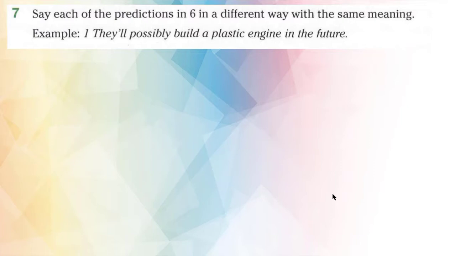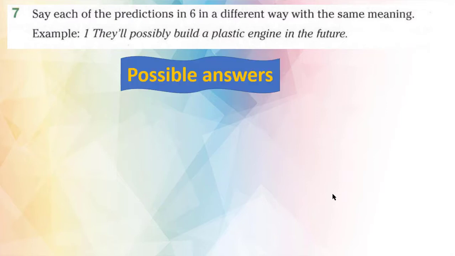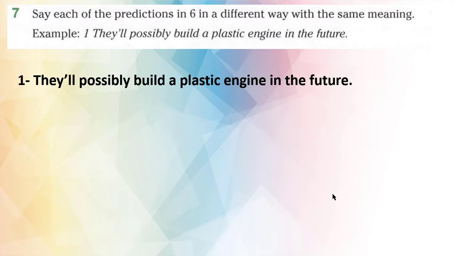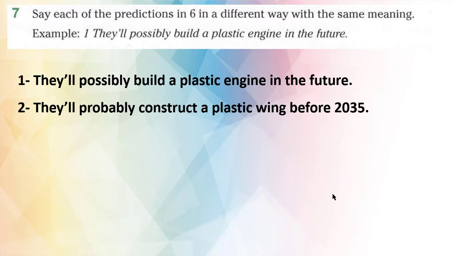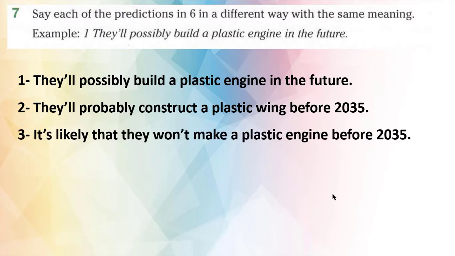Take your time to do the activity, then write your sentences in your notebook. When you finish the activity, please play the video again for some model answers. Welcome back, my dear students. Now let's have a look at some possible answers. Number 1, they will possibly build a plastic engine in the future. Number 2, they will probably construct a plastic wing before 2035. Number 3, it's likely that they won't make a plastic engine before 2035.